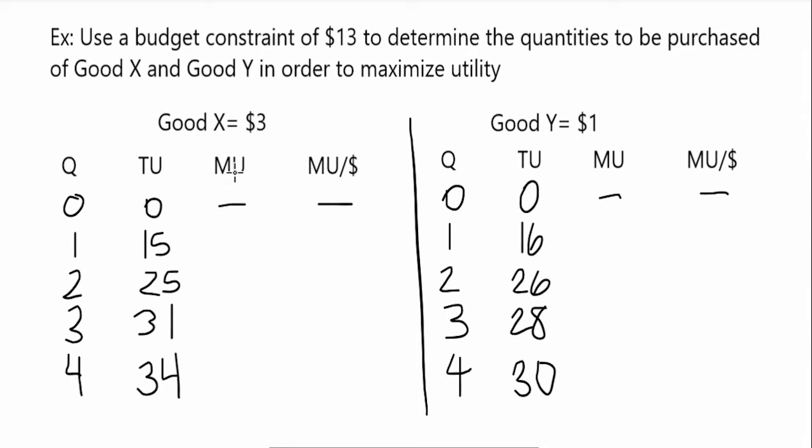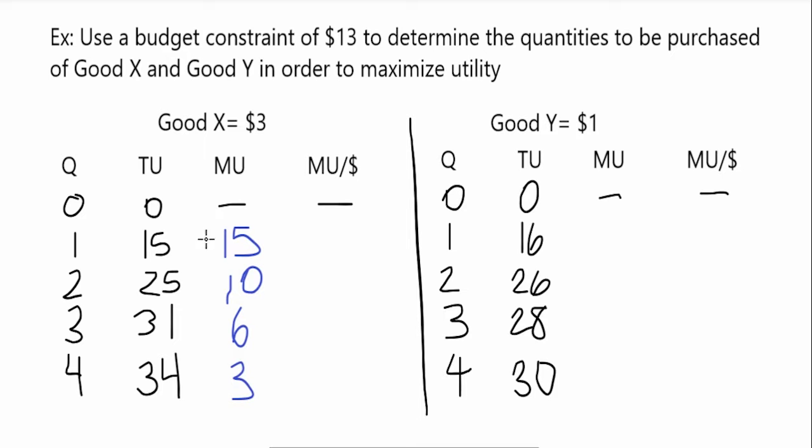So how do we figure out marginal utility? Essentially what you do is for this one, we're going to do 15 minus 0 over 1 minus 0. So you are just going to get 15. Over here, you're going to do 25 minus 15 over 2 minus 1, which is just 1. So 25 minus 15 is 10 over 1, so you get 10. And then same thing here, 31 minus 25 over 3 minus 2, and you get 6. And try out the last one on your own, you should get 3.